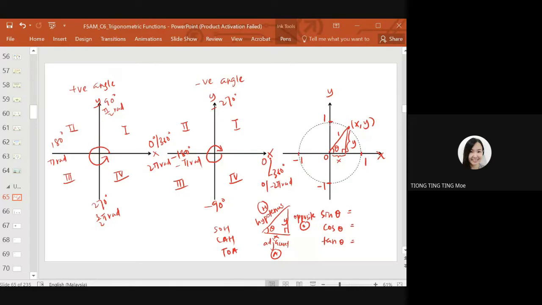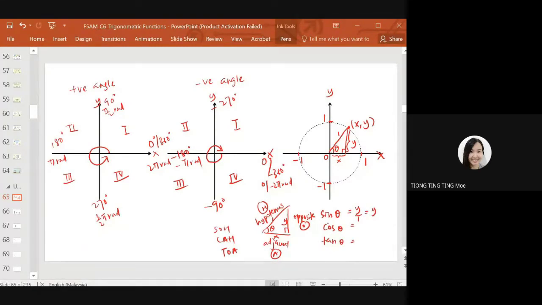This is a unit circle. So this is a circle. So the radius is equal to 1. So hypotenuse is 1. All over H is y over 1. So it's y lah. Y over 1. So it's y lah.